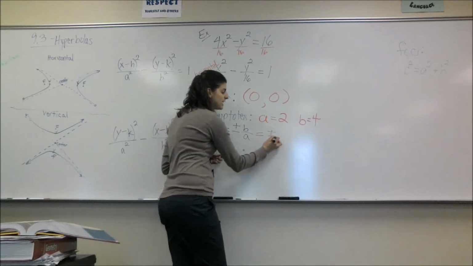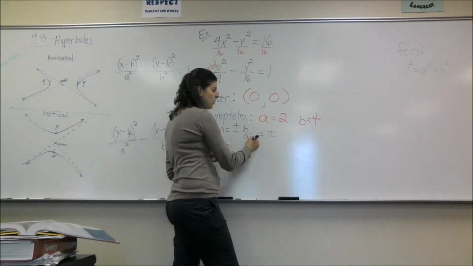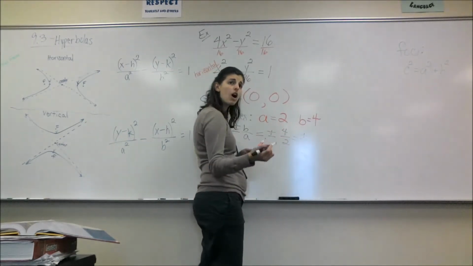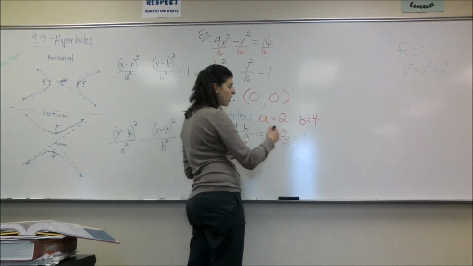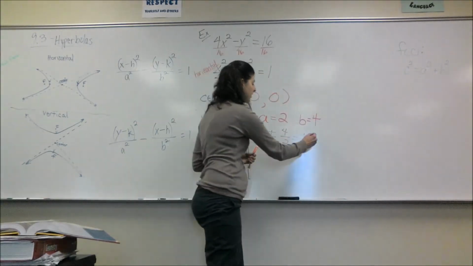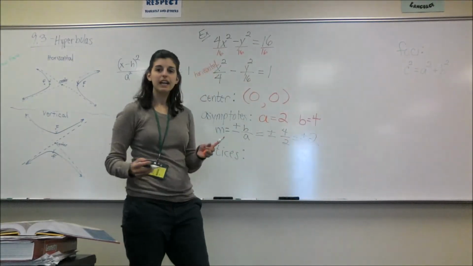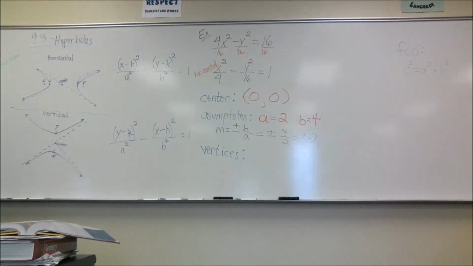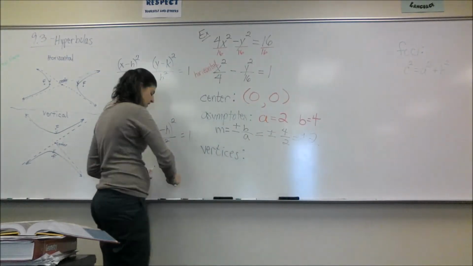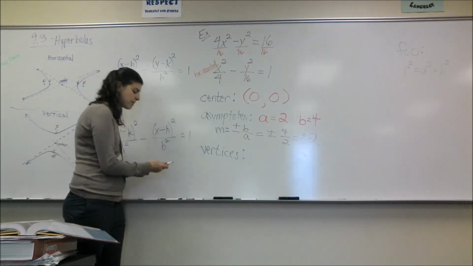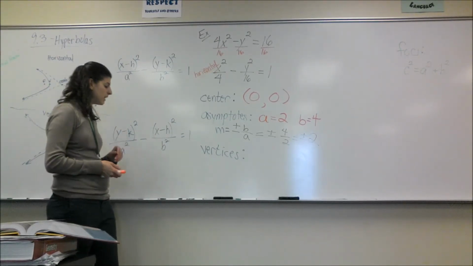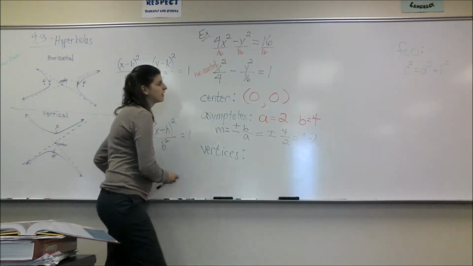So plus and minus b over a. So 4 over 2, which is plus and minus 2 over 1. If you want to write it as a fraction because it's a slope all the way through, that's fine. You can also put plus and minus 2. But again, if you want to keep that as a slope because it's easier for you to graph it that way, that's fine too. All right, the vertices. We need to find the vertices too, but let's go ahead and graph.